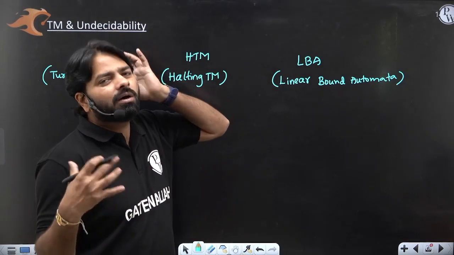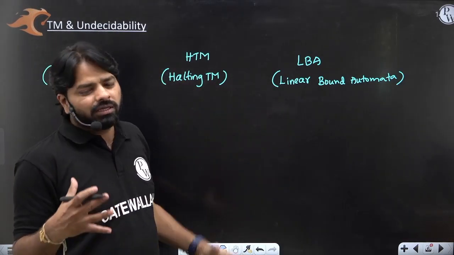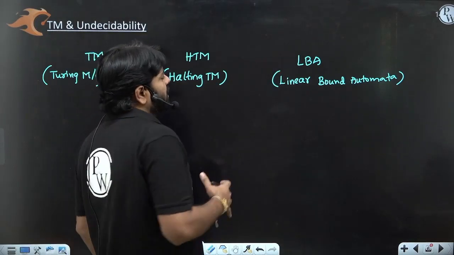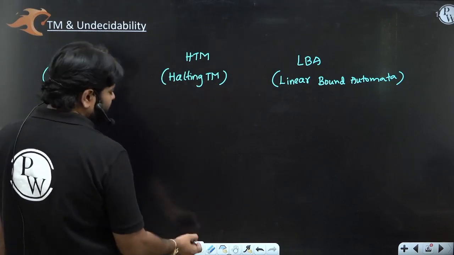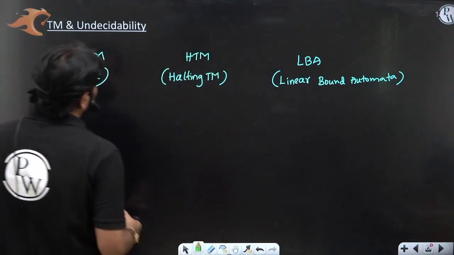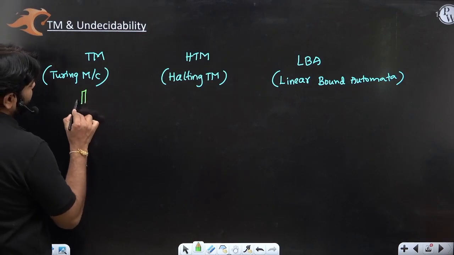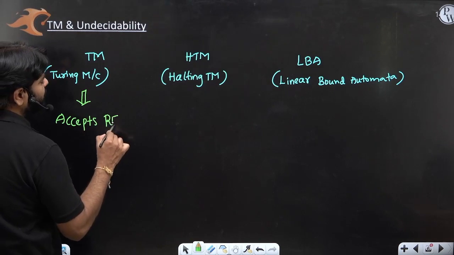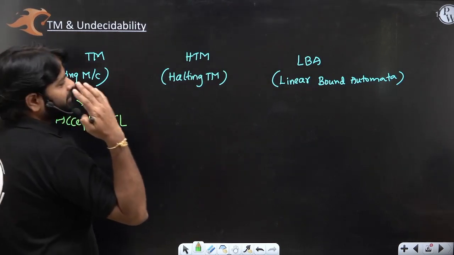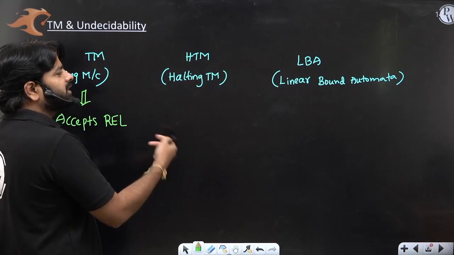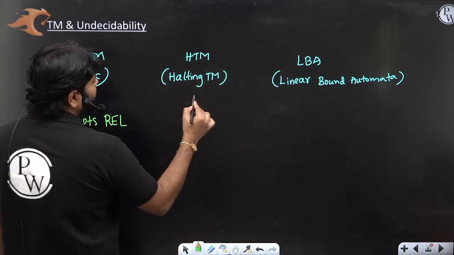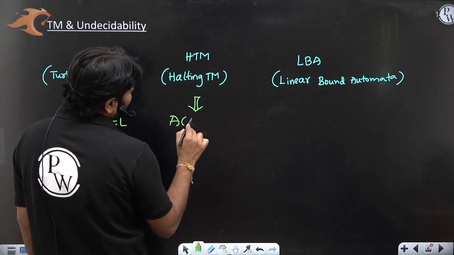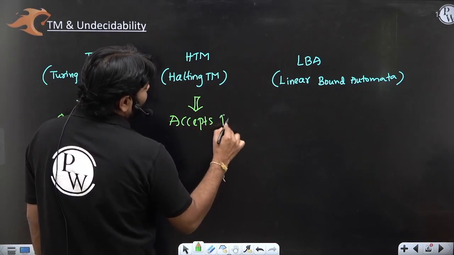Tape, you cannot use non-linear. The usage of tape must be restricted to the linearly bounded. Okay. Now if you look at the differences here, this TM is going to accept recursively enumerable language. It means indirectly it can accept even the languages understood by HTM, languages understood by LBA. So this HTM understands or represents recursive languages. It accepts or represents recursive languages.